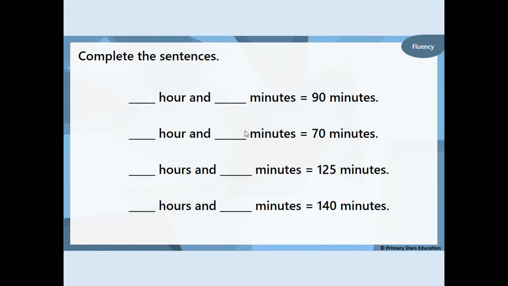Okay, complete the sentences here. And remember, you have got your minutes on this side and you need to write down how many hours and minutes they are. Off you go. Right, let's have a look. So 90 minutes equals 1 hour and 30 minutes. 70 minutes equals 1 hour and 10 minutes. 125 minutes equals 2 hours and 5 minutes. 140 minutes equals 2 hours and 20 minutes. If you got that, well done.